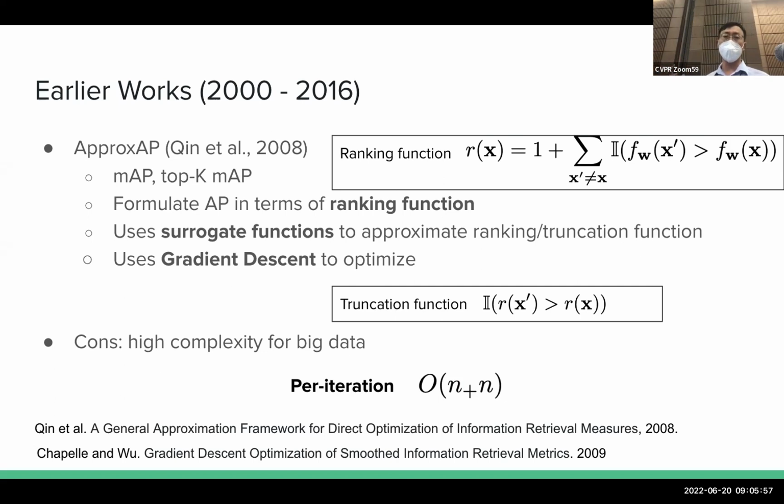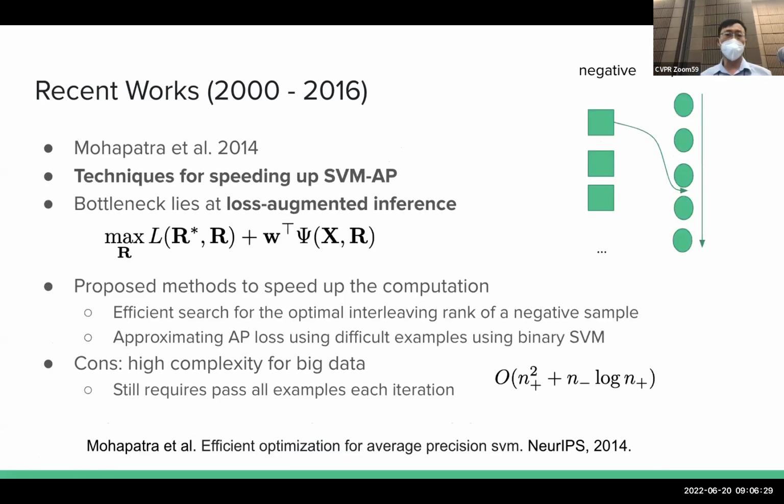So they use a smooth surrogate function to approximate the indicator function. For example, they use sigmoid to approximate that. And they also approximate another non-smooth function, the truncation function, that compares the rank of two examples, by the sigmoid function. And then they use gradient descent to optimize the resulting smooth version. But this type of algorithm still has high complexity, right? Per iteration complexity is n plus times n, right?